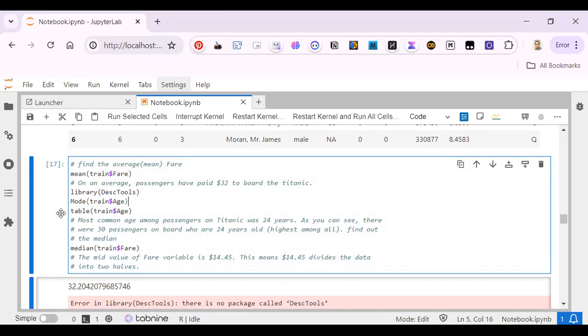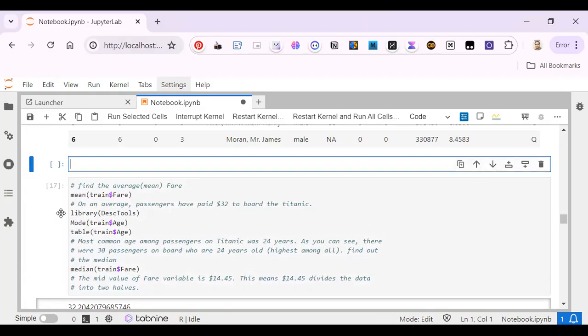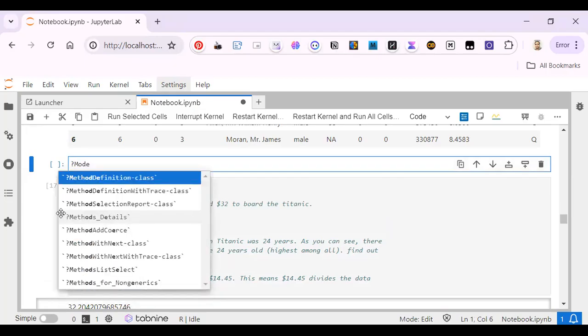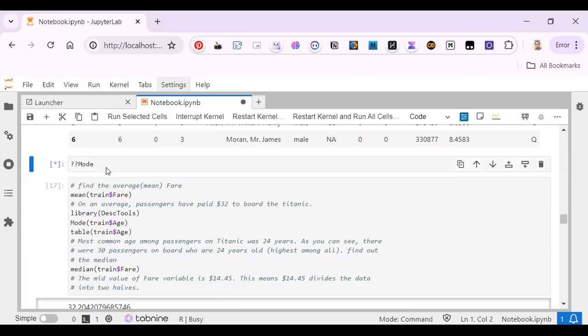If I look here, or just type out here, put a question mark, and here I am just asking for mode. In these cases, you will get results outside of the search words.